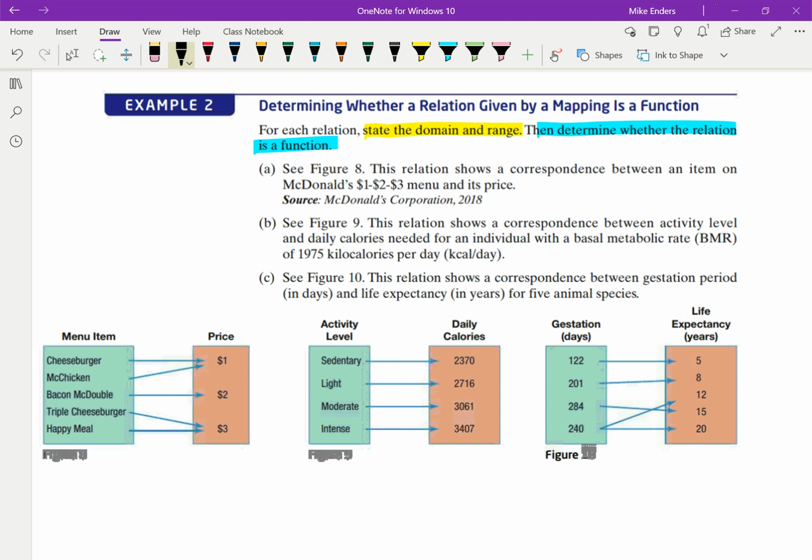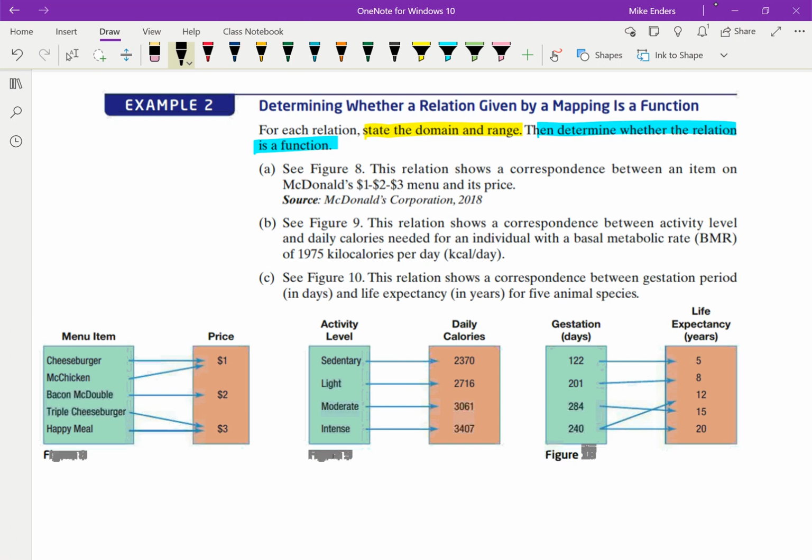So part A is going to be figure 8, and we have the relationship shows a correspondence between an item on McDonald's $1, $2, $3 menu and its price. And this is from 2018, so this data is a little older here, but it's still good data to go ahead and take a look at.